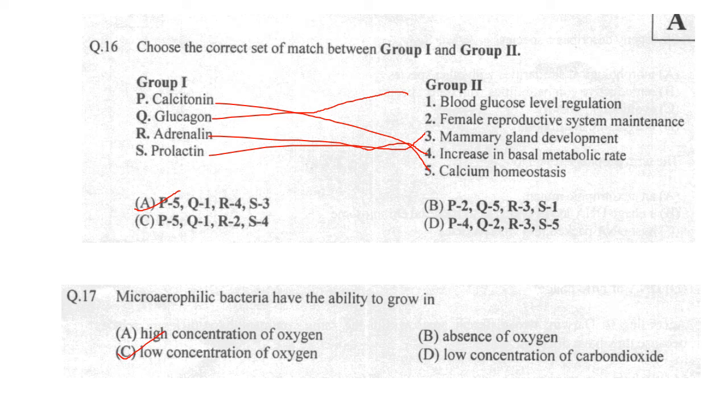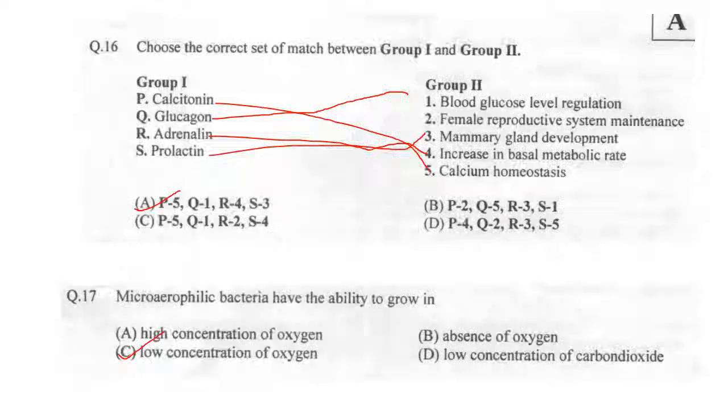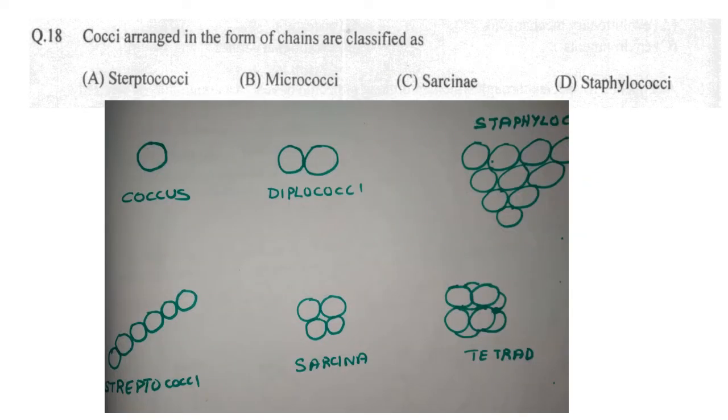Microaerophilic bacteria have the ability to grow in option A, high concentration of oxygen, B, absence of oxygen, C, low concentration of oxygen, and D, low concentration of carbon dioxide. Answer is option C, low concentration of oxygen. So direct. So coming to the next question.